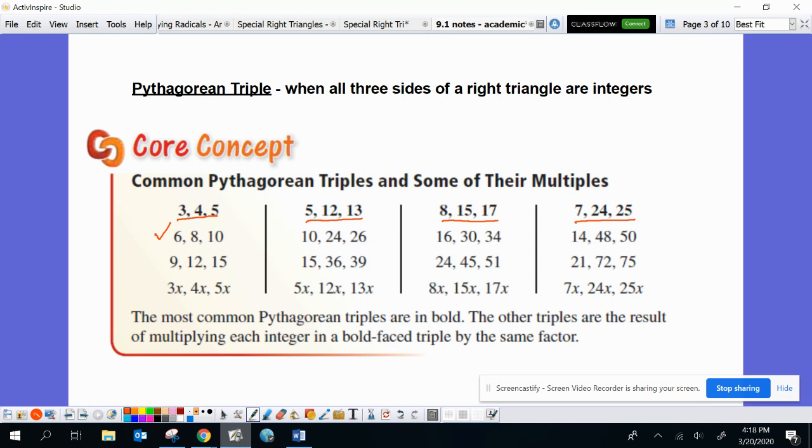That same rule applies through all four of these main Pythagorean triples that they give us. So if you're ever asked the question, is this a Pythagorean triple? Really, they're asking, are all three side lengths integer values? So that is part one.